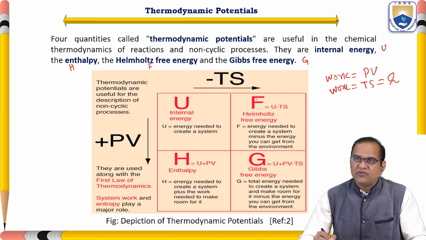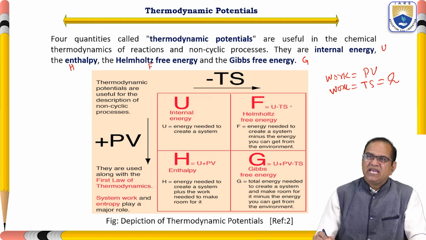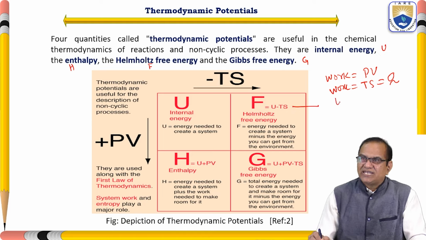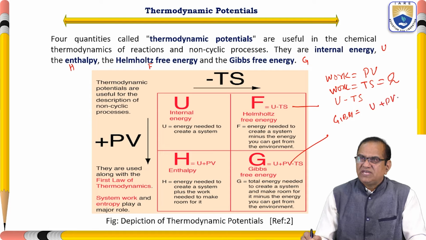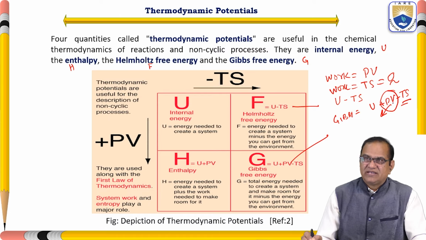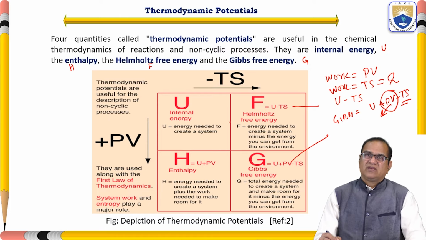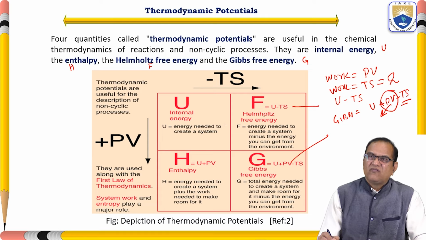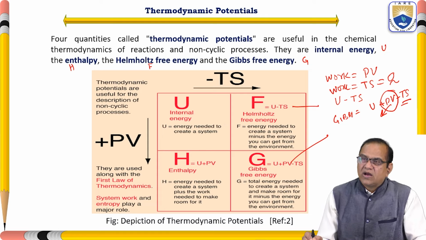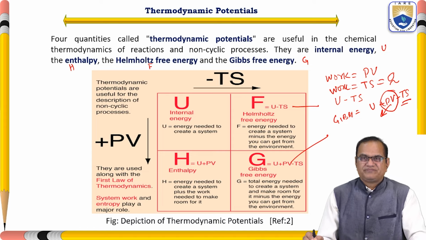So just now I have discussed Helmholtz free energy. In this Helmholtz free energy, you have the internal energy U minus TS. But in Gibbs, the Gibbs free energy is U plus PV minus TS. So PV is extra here, and this PV is the work done. But in the Helmholtz function, we are not considering the work of the system.